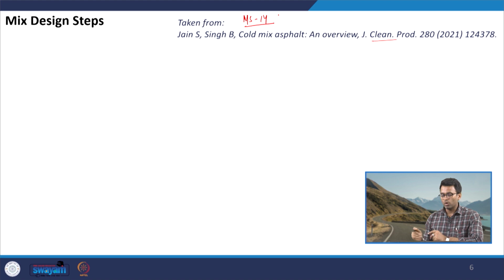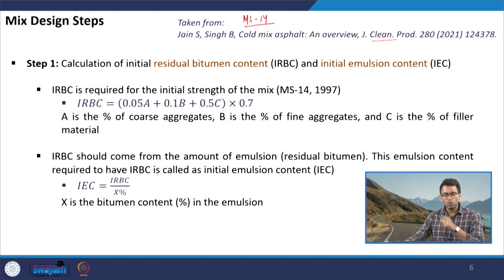which is the handbook of cold asphalt mixtures, and most of the other guidelines have also taken MS 14 as the reference to develop their own mix design process. So, I thought of discussing MS 14, which is one of the initial guidelines in the direction of mix design of cold mix asphalt. All right. So, I will be briefly discussing the different steps involved in the mix design process.